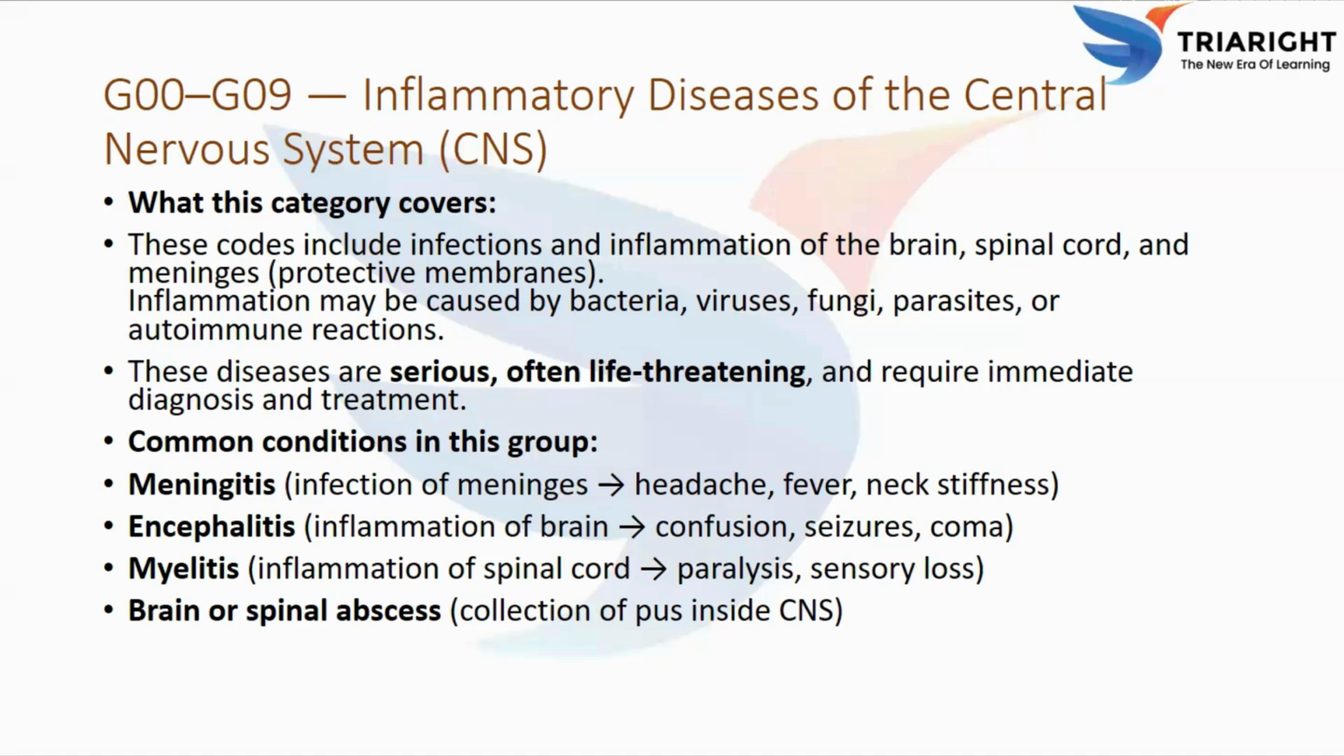Next, coming to brain or spinal abscess, you assign the code G06. What is a brain or spinal abscess? A collection of pus inside the central nervous system. How is this pus collected? Due to infection. Whenever infection is caused, you can see the collection of pus, right? A collection of pus inside the central nervous system due to infection is coded under brain or spinal abscess, so you assign the code G06. What will be the symptoms? Maybe a severe headache, a fever, and also neurological deficits like weakness, seizures, etc. So this is a medical emergency.